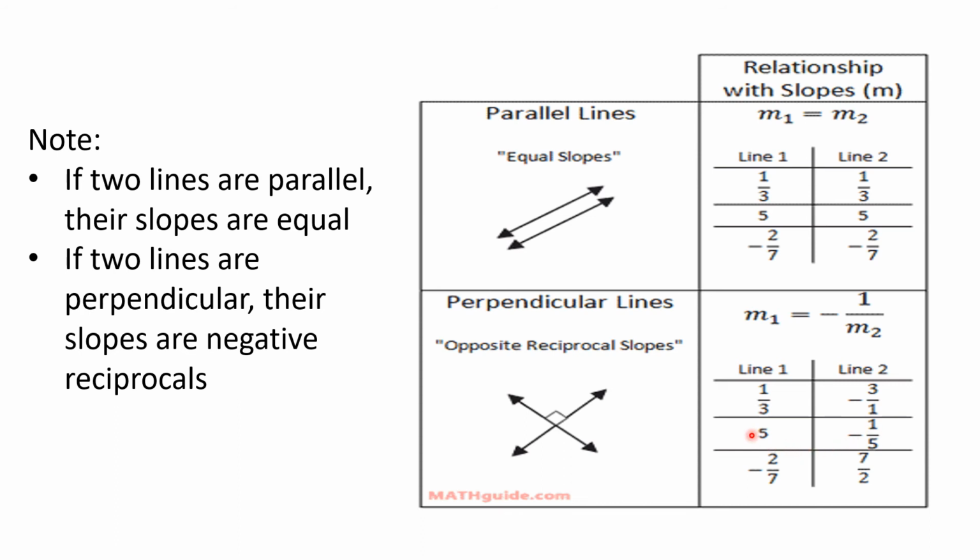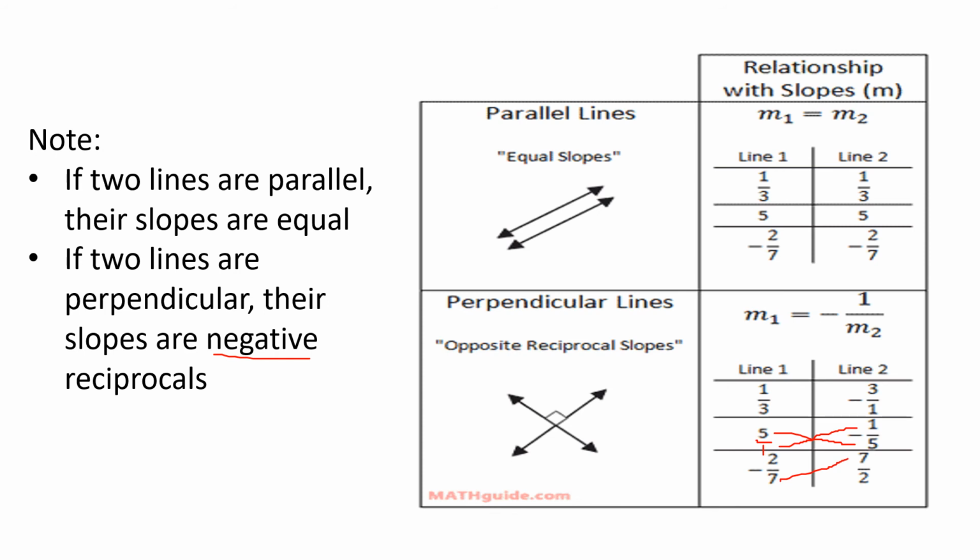Okay, so let's have 5. The negative reciprocal of 5 is negative 1/5. Since the denominator of 5 is 1, then 1 becomes the numerator, and 5 becomes the denominator. And then take note, negative reciprocal. So, the opposite of positive 5 is negative 5. So, this becomes negative 1/5.